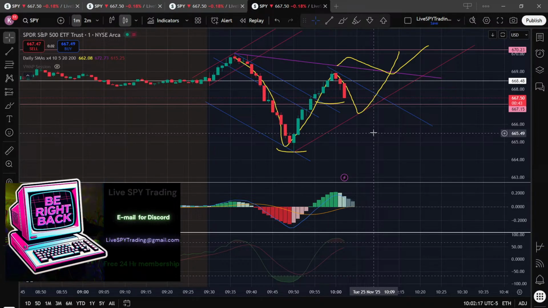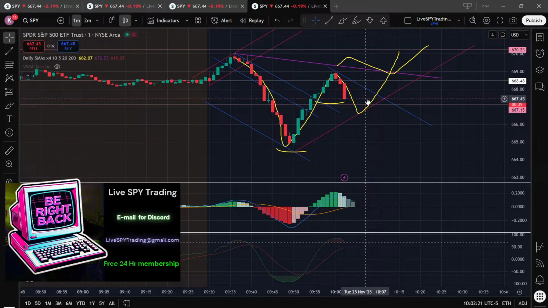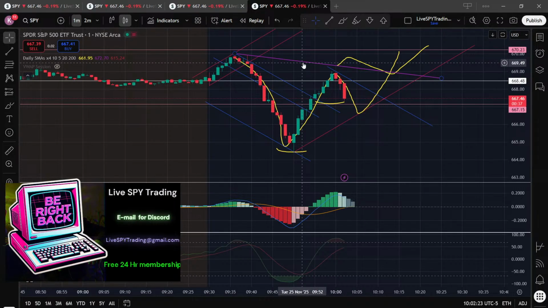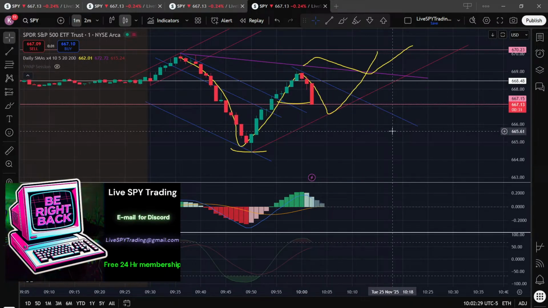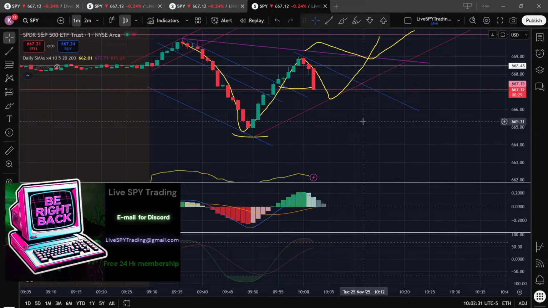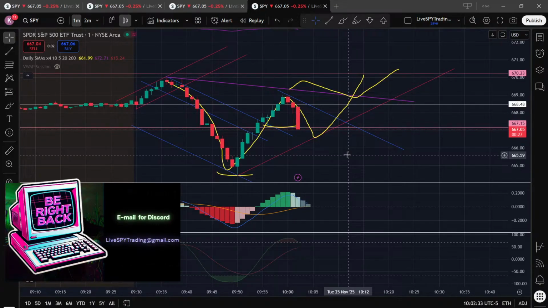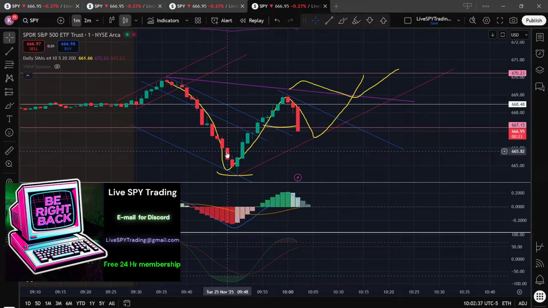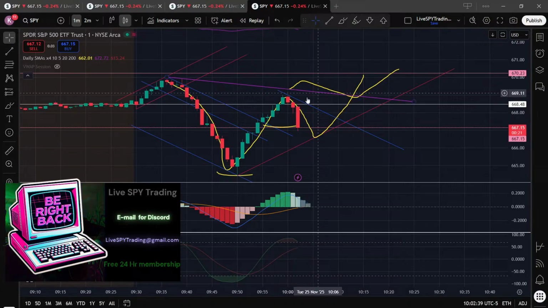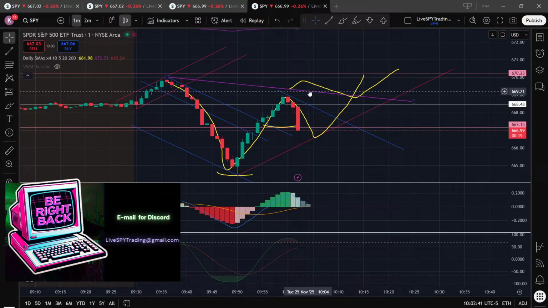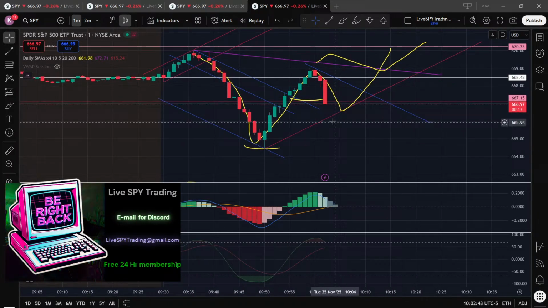All right, let's look for a build-in blue and a break of purple. So we want to see if we're going to continue in magenta above purple, or if we're going to continue in blue below magenta.